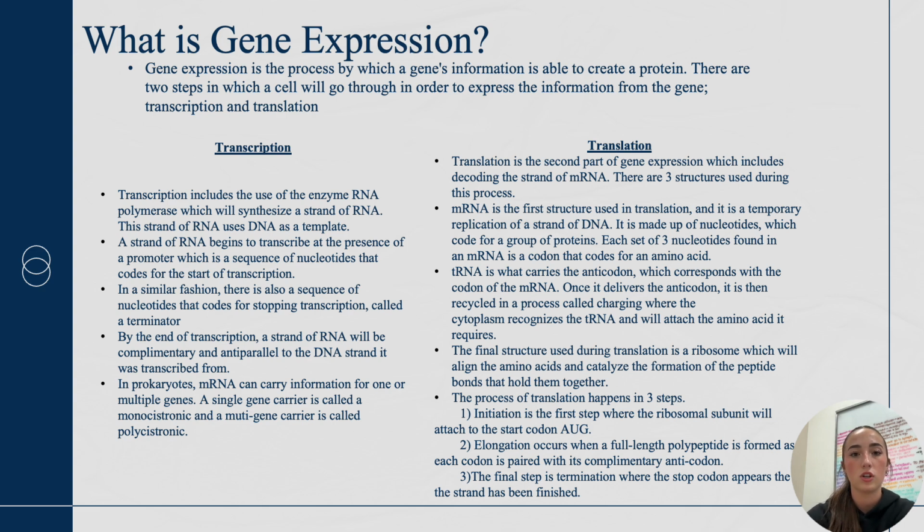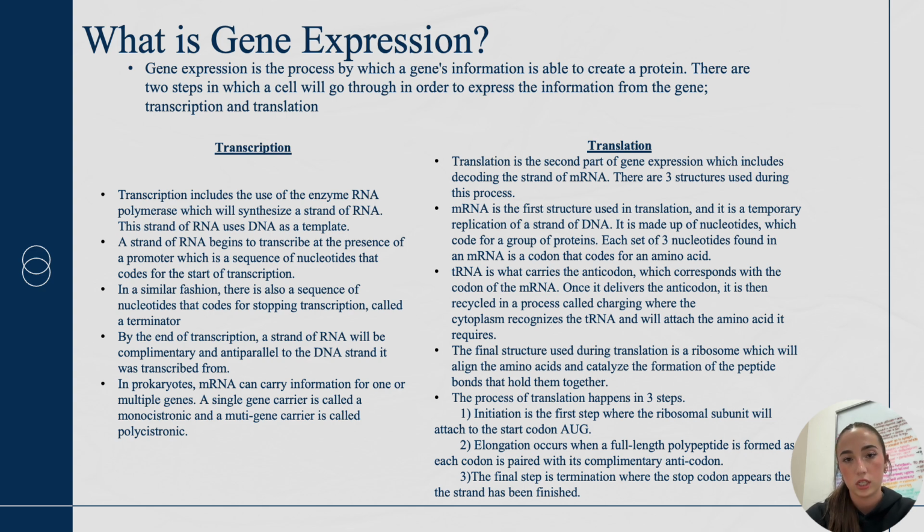tRNA is our second structure. It carries what's called an anticodon, and it corresponds with the codon of the mRNA. Once that anticodon is delivered, the tRNA is then recycled in a process called charging, where the cytoplasm recognizes the tRNA and will attach the amino acid it requires. And the final structure used during translation is the ribosome, which aligns the amino acids and catalyzes the formation of peptide bonds that hold them together.